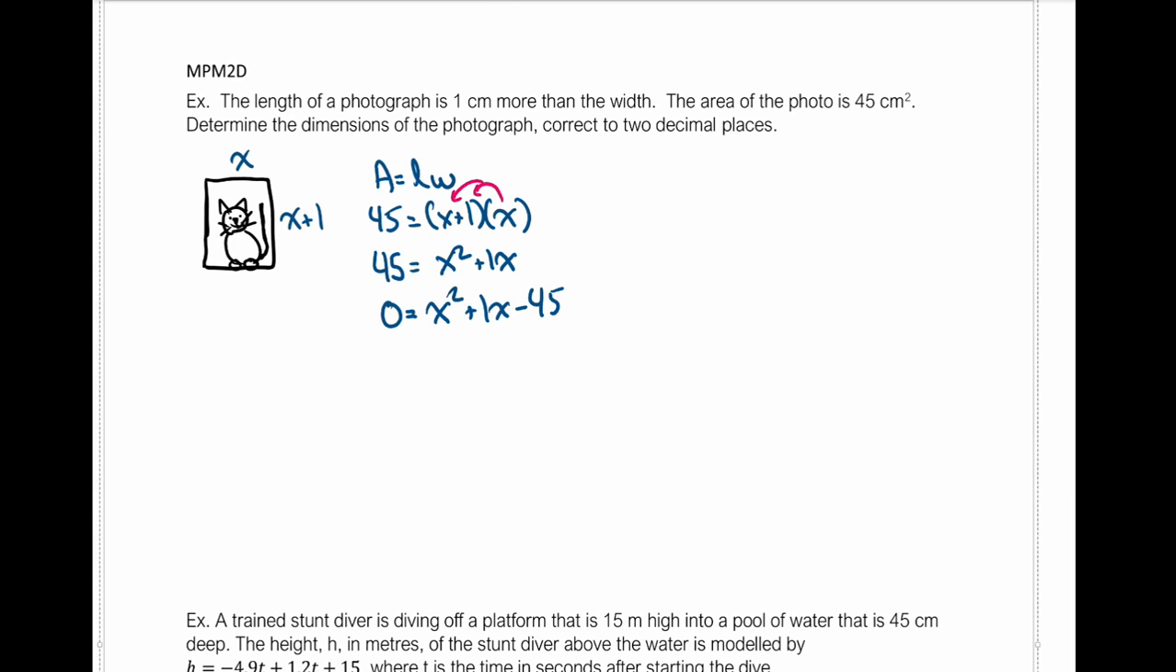So again, we may want to just write down our a, b, and c value. Our a value in front of the x squared is 1, our b value is also 1, and our c value is negative 45.